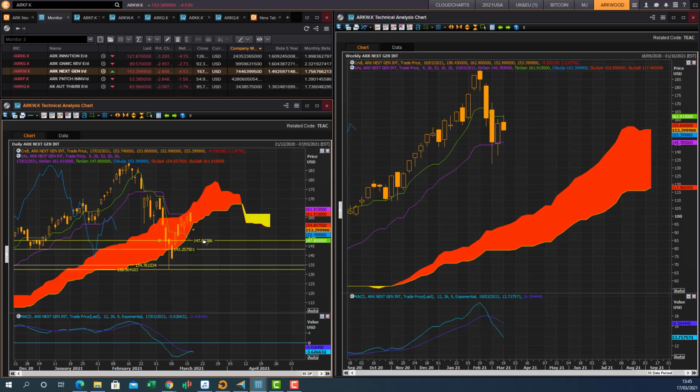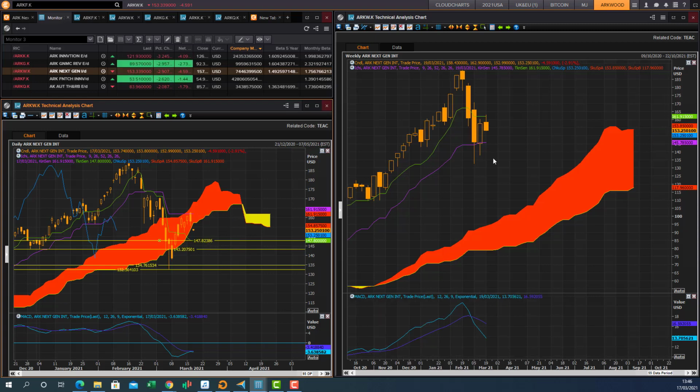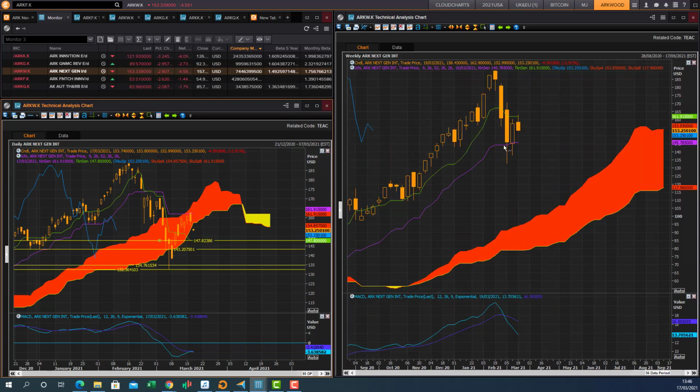So the 174, it could drop back down to 174, and if support comes back in there, that'll be a nice swing trade area back up to the bottom end of the cloud. So the strategy I'm looking for is to swing trade any key support levels back up to the bottom end of the cloud.